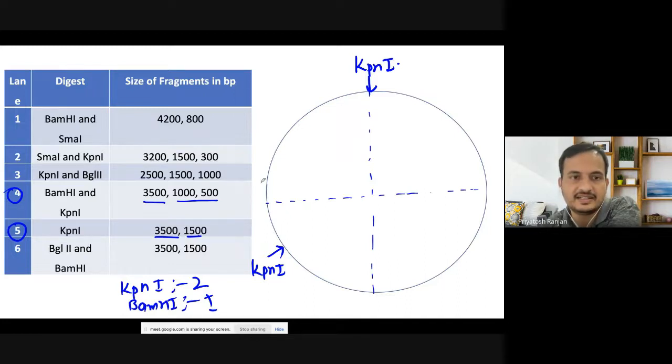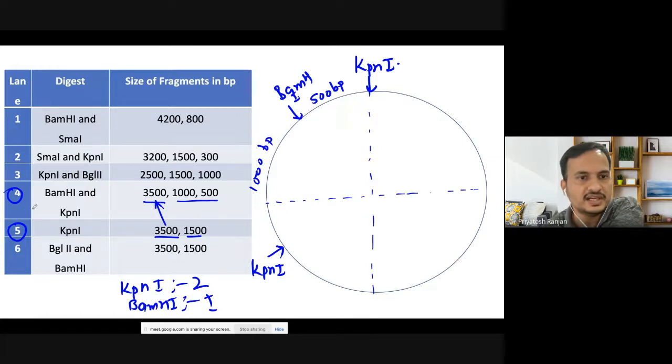And the double digestion of KPN1 and BamH1 will result in the generation of these many fragments. Now, as I said, 3500 remains intact. The 1500 is getting divided. So what should I do? Let me place an arrow for the BamH1 site, roughly at 12.56, you can do these rough calculations. Somewhere here is going to be the site for BamH1. So let me write these numbers: BamH1 to KPN1 is 500 base pair, the remaining between BamH1 and KPN1 is 1000, and the remaining 3500.